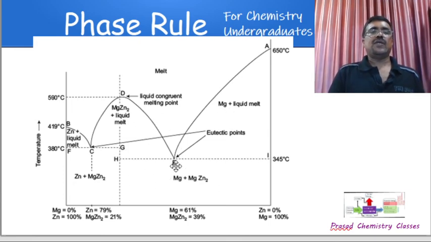So C and E are eutectic points. At the point C, we have two solids, zinc and this compound, magnesium and zinc compound, MgZn2. That is a compound of magnesium and zinc. Okay, that is a eutectic mixture plus the liquid. Similarly, E, what does it indicate? We have eutectic of magnesium and the compound here, and it is in equilibrium with the liquid. D is the congruent melting point of our compound. That is it.